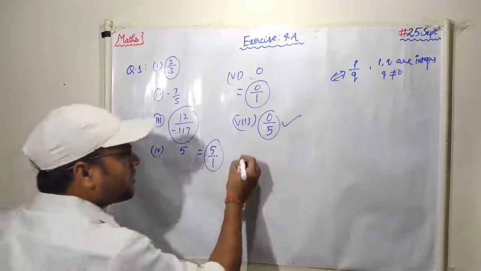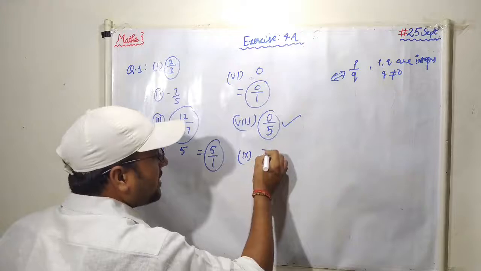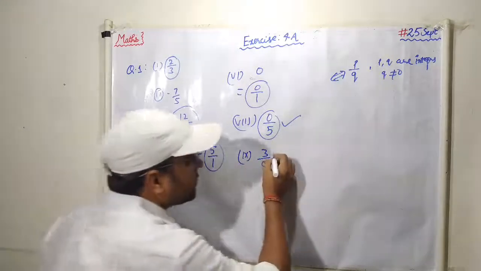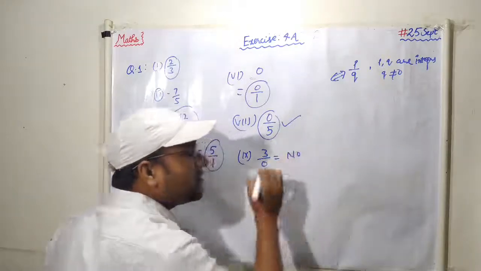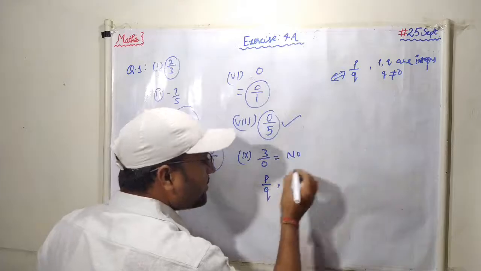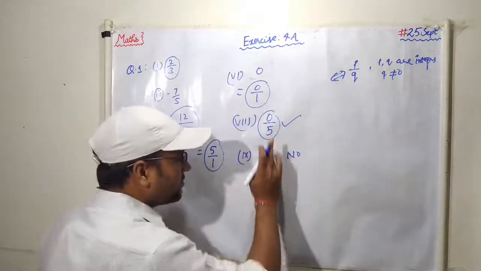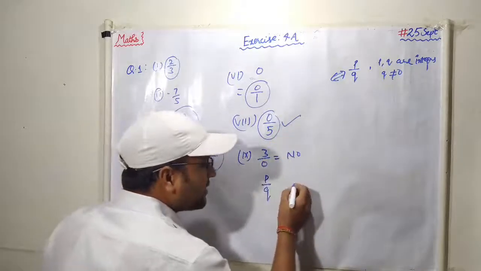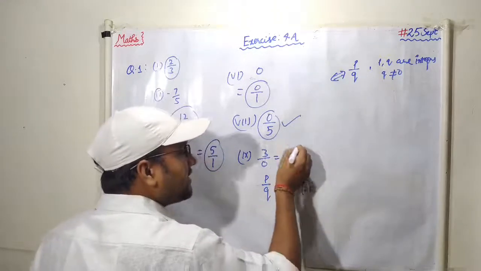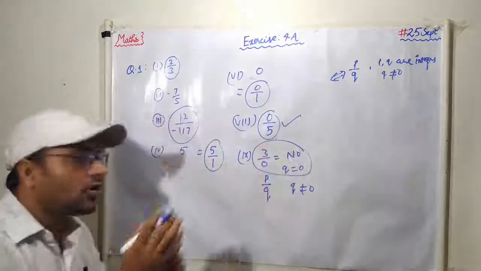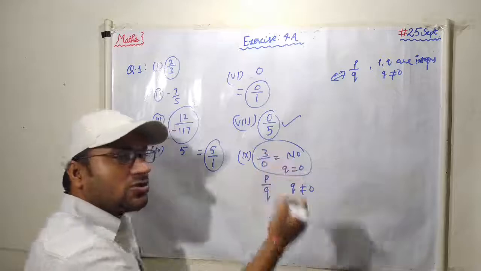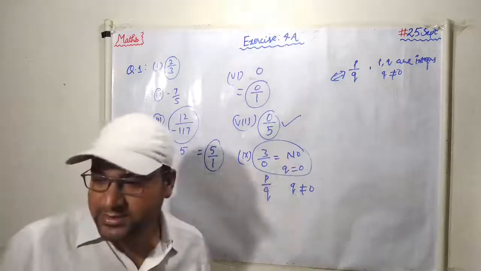Now, can you tell about question number 9? 3 upon 0. Is it a rational number? No, it is not a rational number because in P upon Q, P and Q both are integers, so integers is correct, but Q is not equal to 0. But here Q is equal to 0. It does not fulfill the whole condition of a rational number. So that's why 3 upon 0 is not a rational number, students.